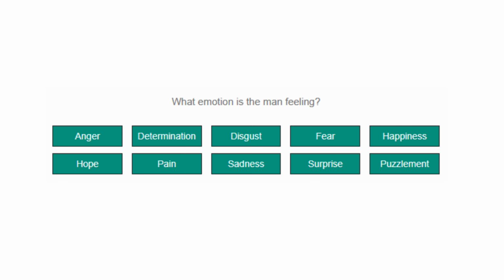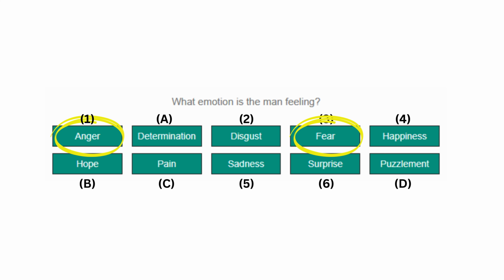Looking deeper at the game, there are 10 emotions: 6 basic ones, anger, disgust, fear, happiness, sadness, and surprise, and 4 secondary ones, determination, hope, pain, and puzzlement. In this game, only 3 basic emotions are shown: anger, fear, and surprise. So you can ignore disgust, happiness, and sadness straight off the bat.